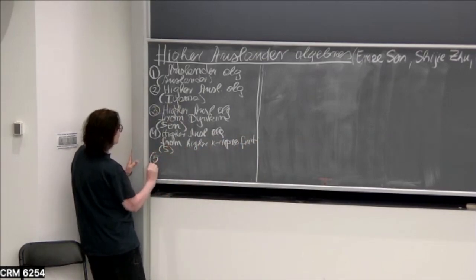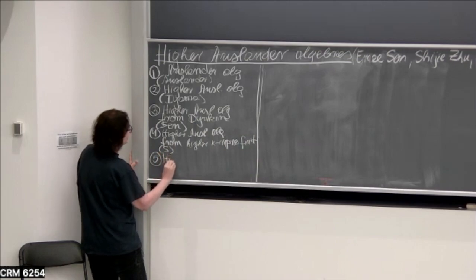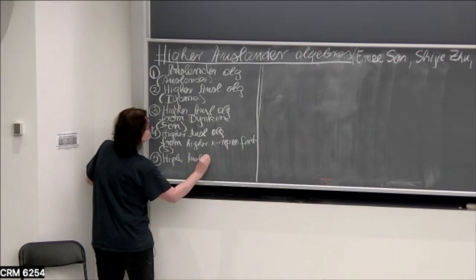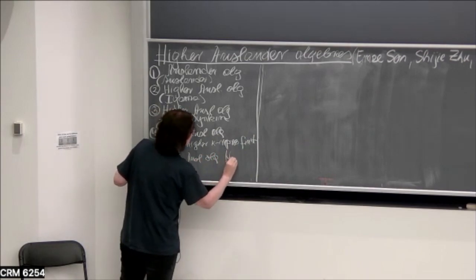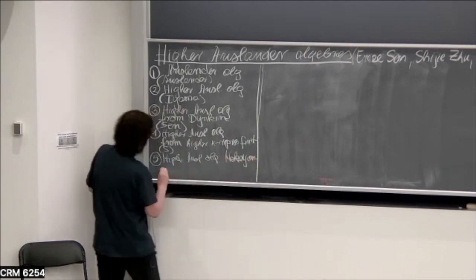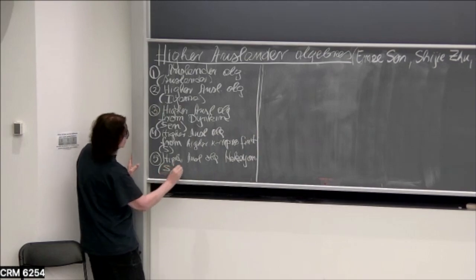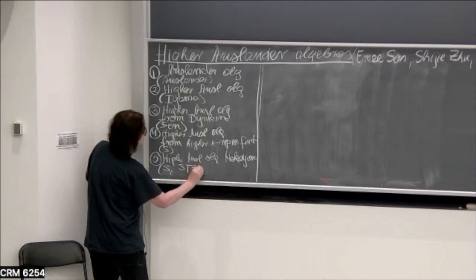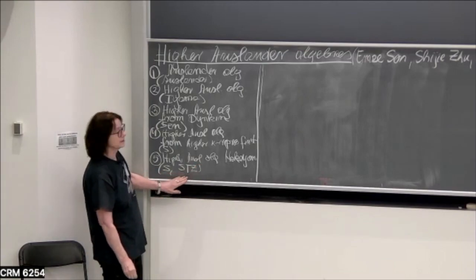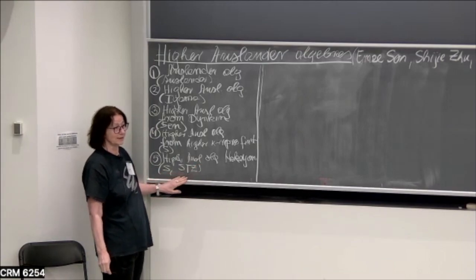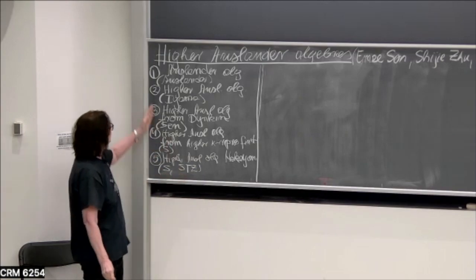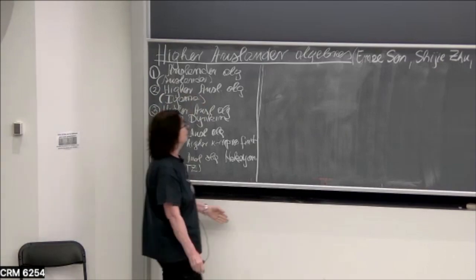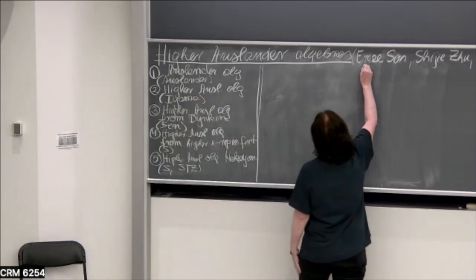And then the fifth one will be again higher Auslander algebras, Nakayama. And that is Sen, me, and Shijie. So this part here is the joint work of all of us. Okay, so now let me start with classical Auslander algebra, Auslander correspondence.